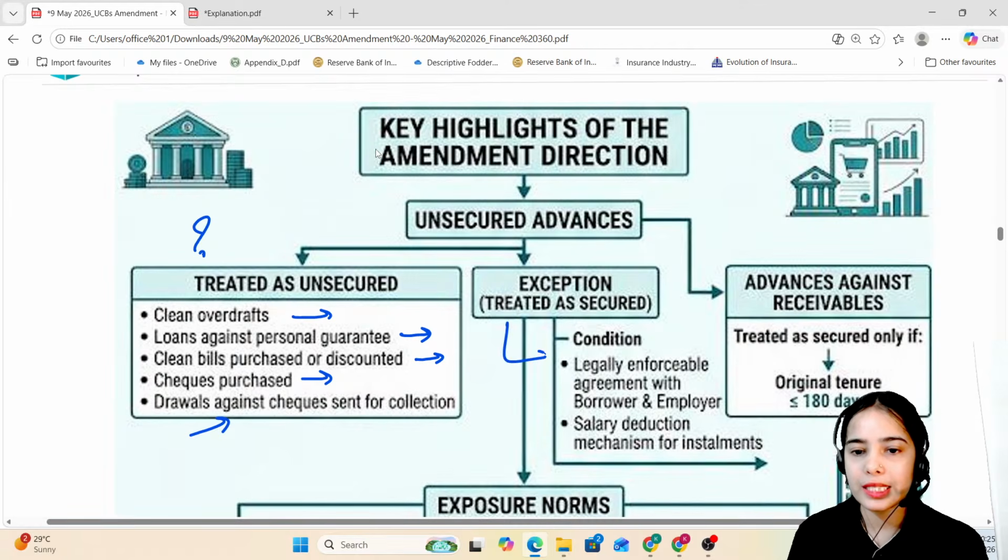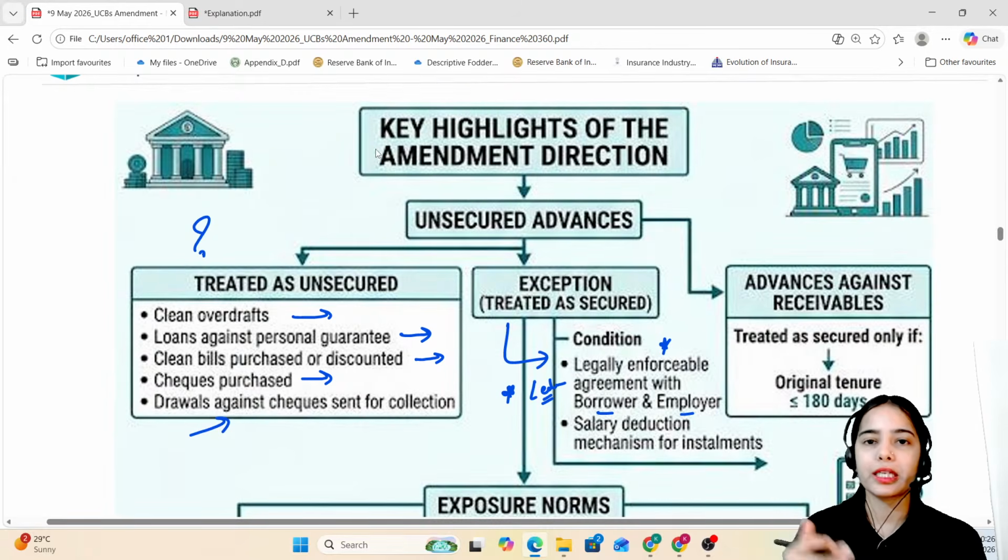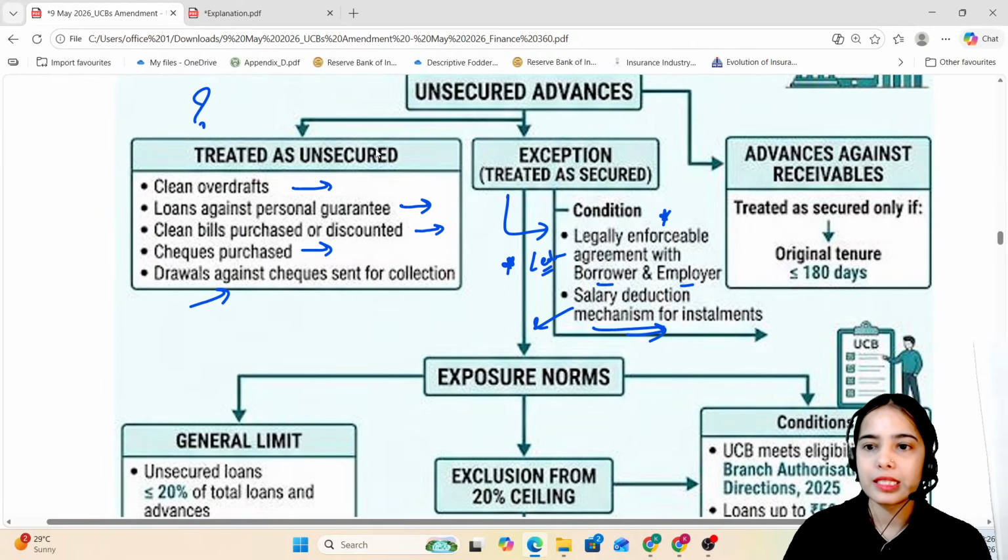So the exception is a legally enforceable agreement between the borrower, the employer and the lender that the money will be deducted from the salary or the wages. Salary deduction mechanism for installments, that is, money will be deducted from the salary. Okay. Next, advances against receivables are treated as secured only if the original tenure is up to 180 days only.